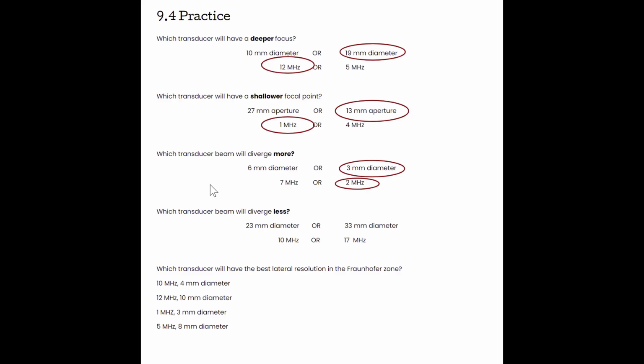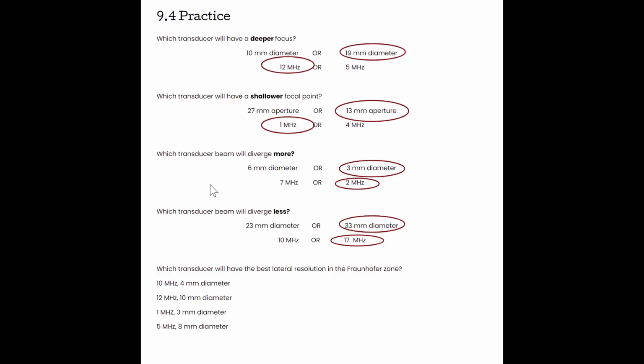And then our last question, which transducer beam will diverge less? So again, frequency and diameter are inversely related, so we're looking for the numbers that are higher out of the pairs. So the 33 millimeter diameter is going to diverge less than the 23 millimeter diameter because it is a higher value, a higher number. And the 17 megahertz transducer is also going to diverge less compared to the 10 megahertz transducer. Increase your frequency will decrease your divergence, inversely related.